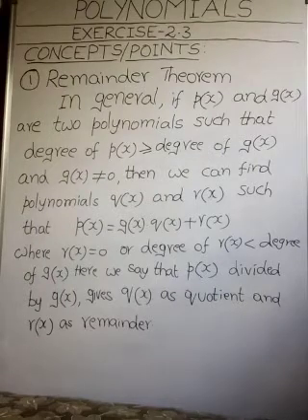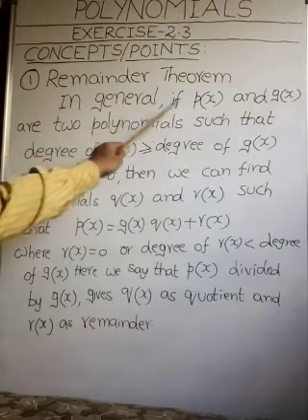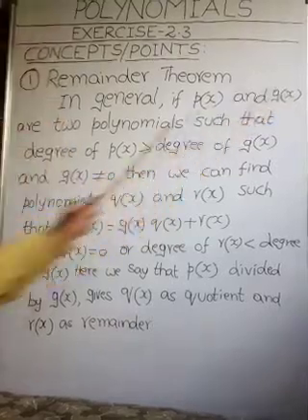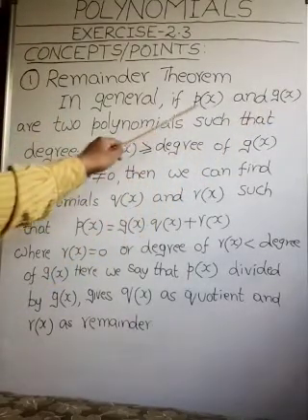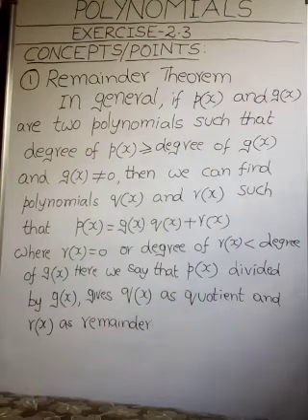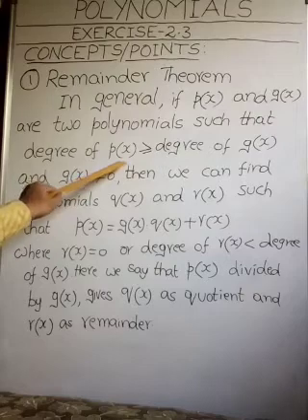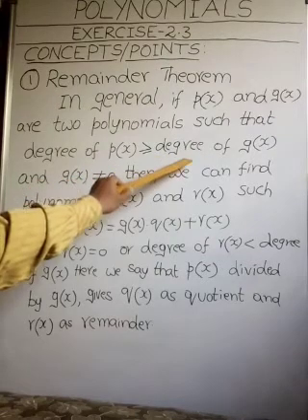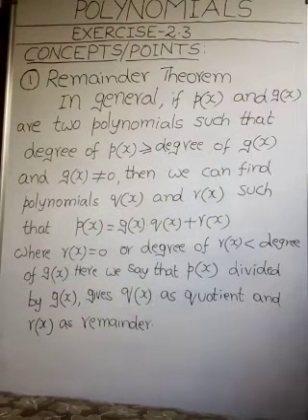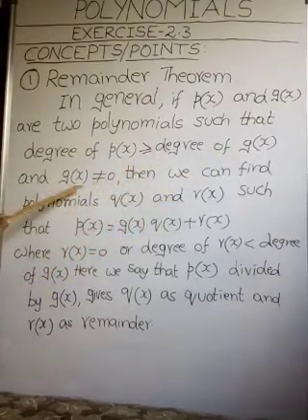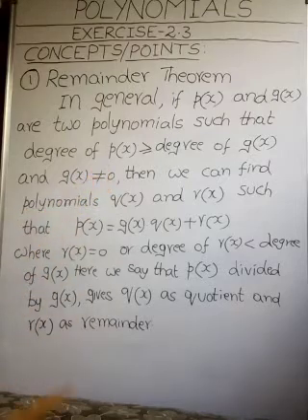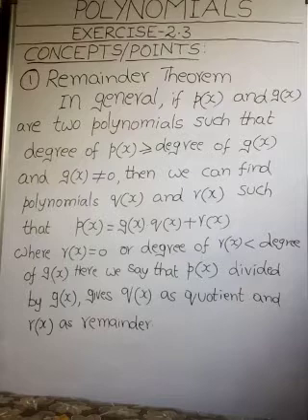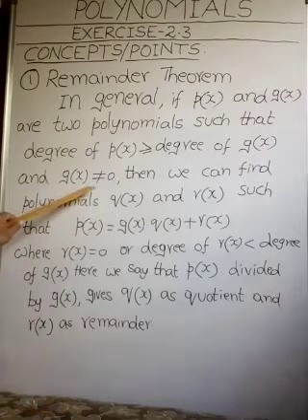So from the above results, by observing the previous divisions, we can say that in general, if p of x and g of x are two polynomials, such that the degree of p of x is greater than or equal to the degree of g of x, and g of x is not equal to 0. G of x is a non-zero polynomial. It is not a zero polynomial.